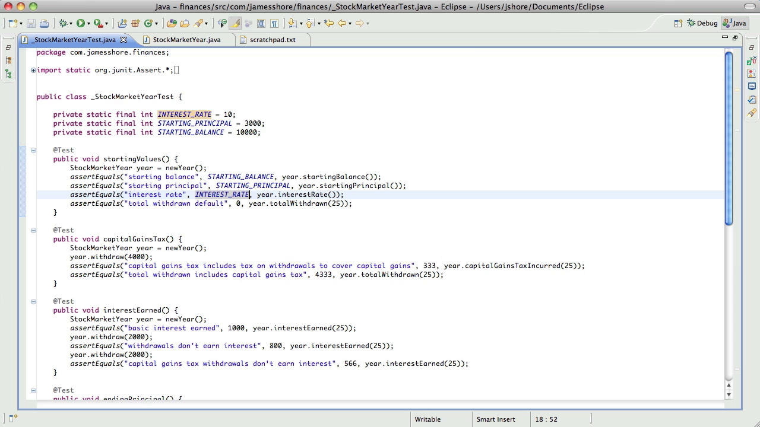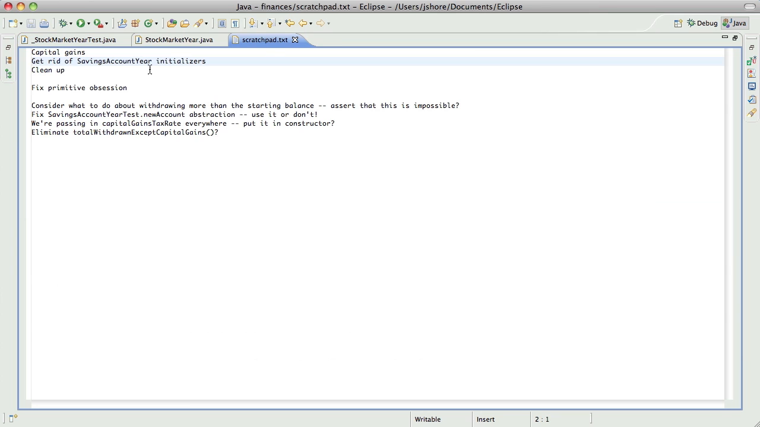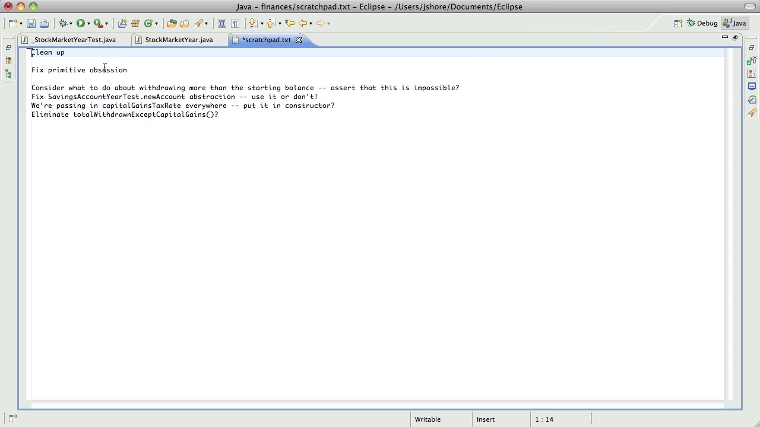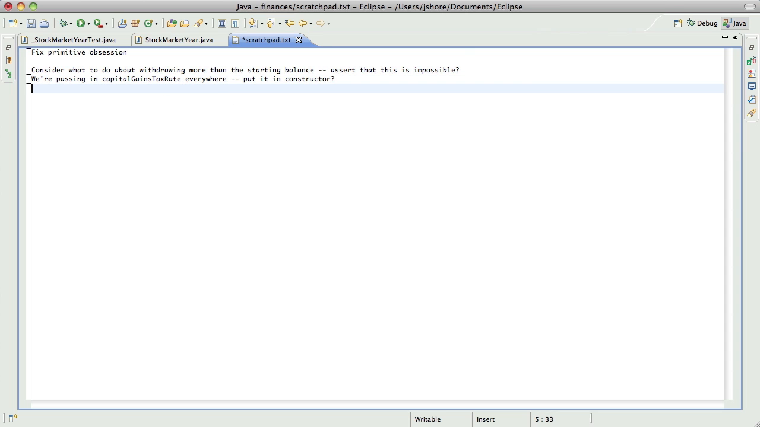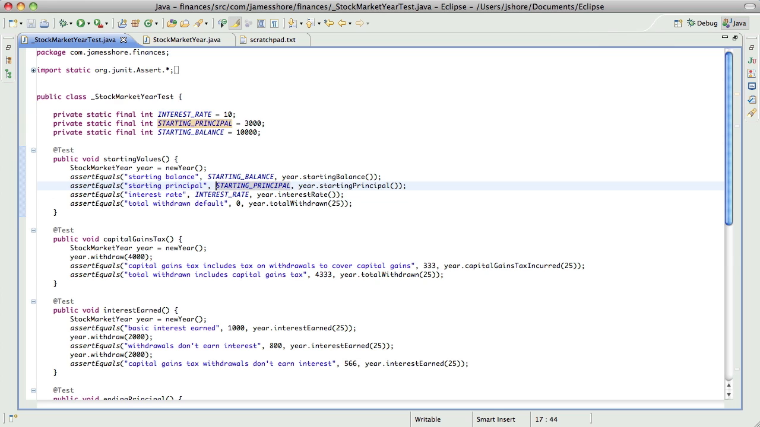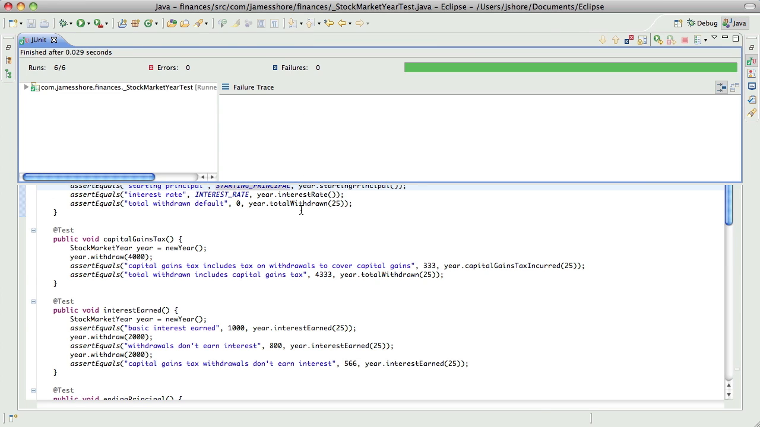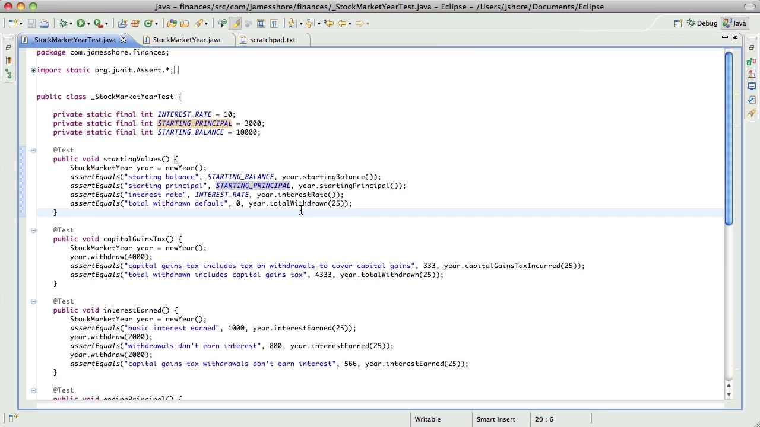Okay, well, that's looking pretty good. Let's just see what we've gotten rid of. We've gotten rid of that. We've done capital gains. We haven't fixed the primitive obsession. Done a lot of cleanup. Haven't done that yet. We've fixed that. We need to fix that. And we did get rid of that. So there we go. It's been a lot of videos on cleanup, but again, this is the way I work.